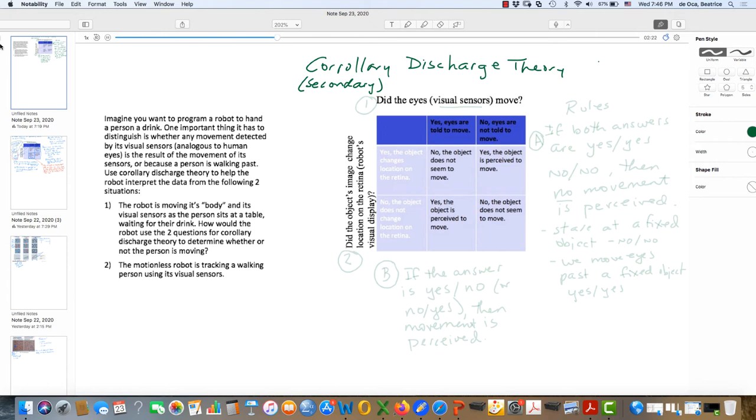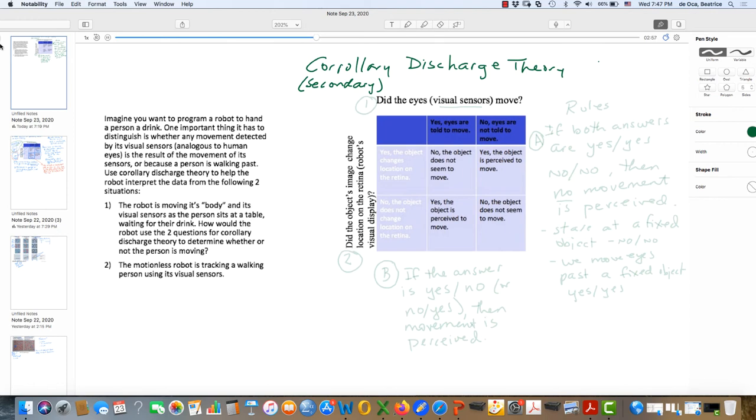So that's what the corollary discharge is, this second little bit of information that goes to the brain. If I'm following this object with my eyes, my brain is telling my eyes to move along, right? My motor cortex is sending the signal to my eyes, telling my eyes to move. But there's a secondary message that goes to other parts of the brain involved in movement perception, telling those parts of the brain, hey, by the way, the eyes are moving right now. And that's the corollary discharge.